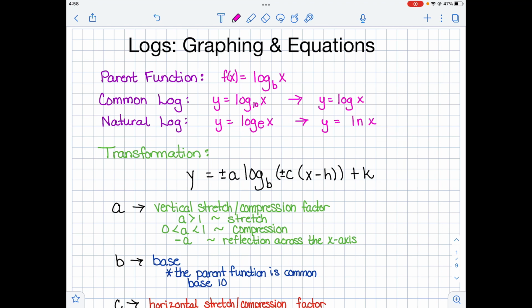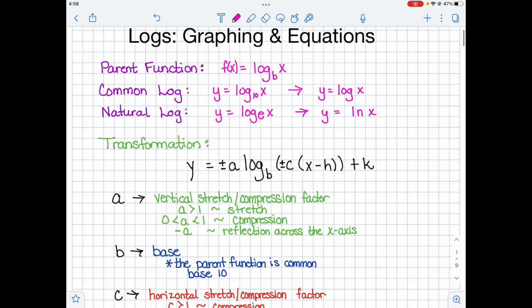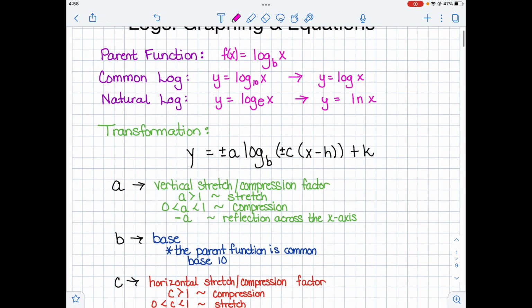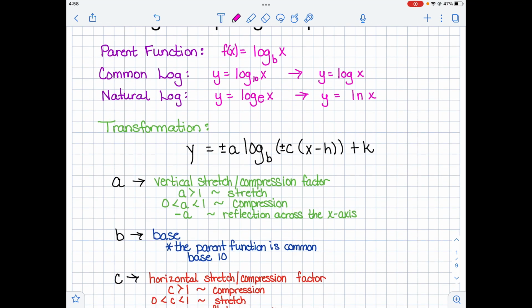If we have a plus or minus in front of the log, a number there, that can change the vertical stretch or compression. That's the vertical stretch or compression factor. If it's greater than 1, it's a stretch, and less than 1 but not 0, it is a compression. And of course, if it's negative, it reflects across the x-axis. Then the b is just our base, and for a parent function it's a common log, 10, and we'll talk a little bit more about that.